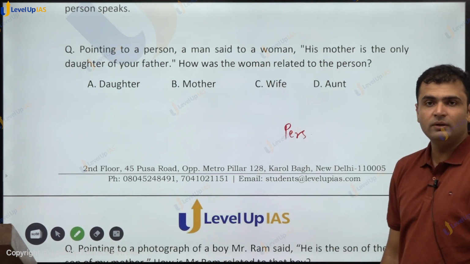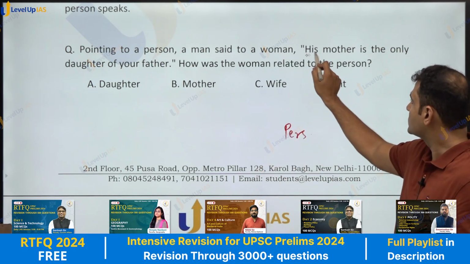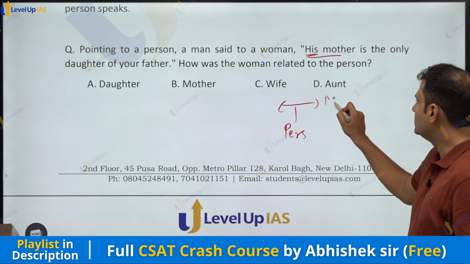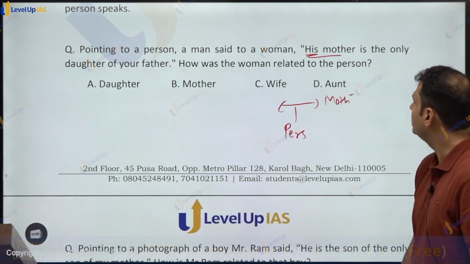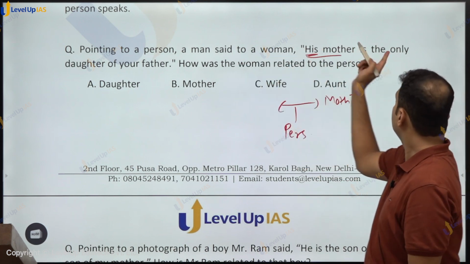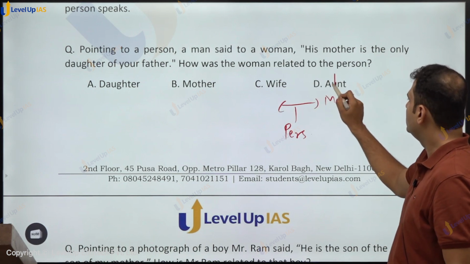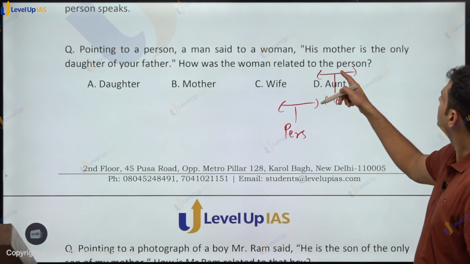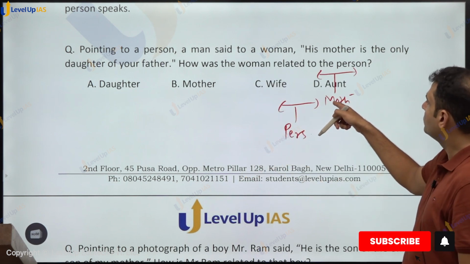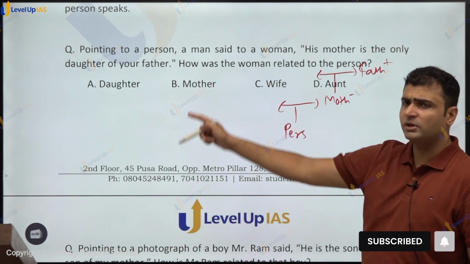Then where will we go? Wherever there is information about this person. So the person is this, his mother. The person has two parents and this is his mother. Mother is the only daughter of your father. She is the only daughter. So they are talking about the father of his mother, who is the only daughter of your father. So the father of this mother is also the father of this person. Okay?